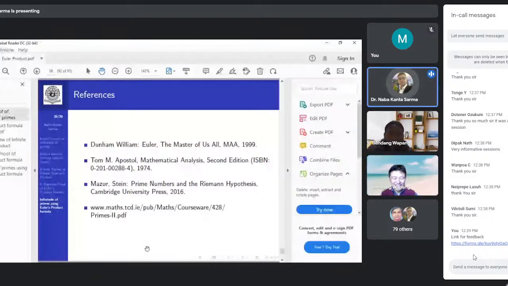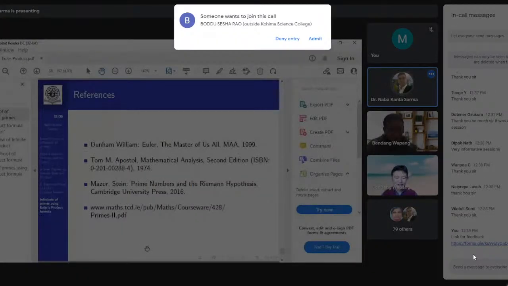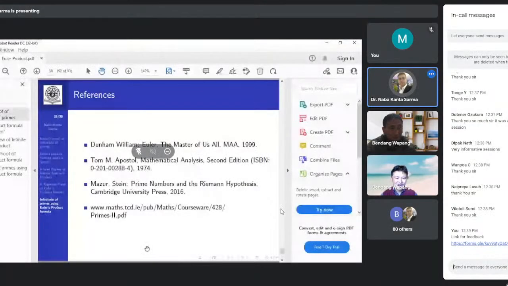The other books are by Mazur and Stein. Mazur is a Fields medalist, a very big mathematician. But in these books, Prime Numbers and the Riemann Hypothesis, he has written in a very easy way for the undergraduate student without using heavy mathematics. I think these books can be seen.